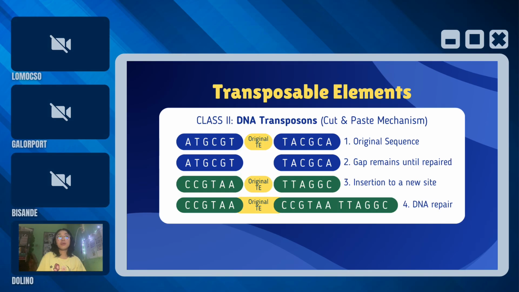Next, we have the cut and paste mechanism. DNA transposon, from the name itself, is already in the DNA sequence. This is cut from the original sequence, as you can see in number 2, and inserts into a new site. Unlike retrotransposon that's transcribed into RNA back to DNA, this is constantly in DNA form already, since cutting means having and moving it as it is, rather than synthesizing a new copy. And DNA repair, of course, naturally happens.